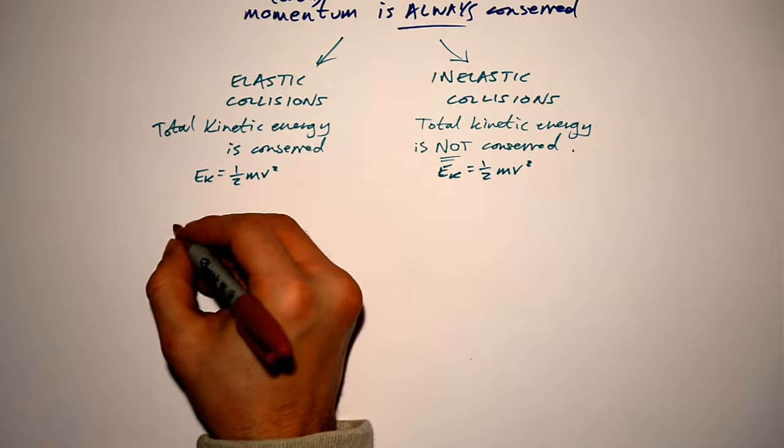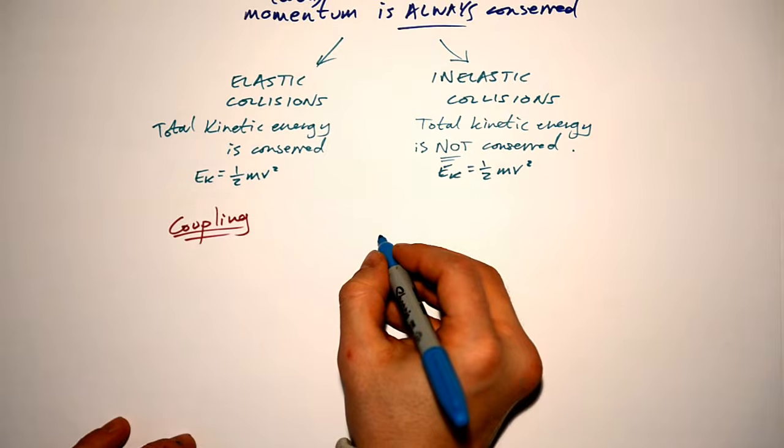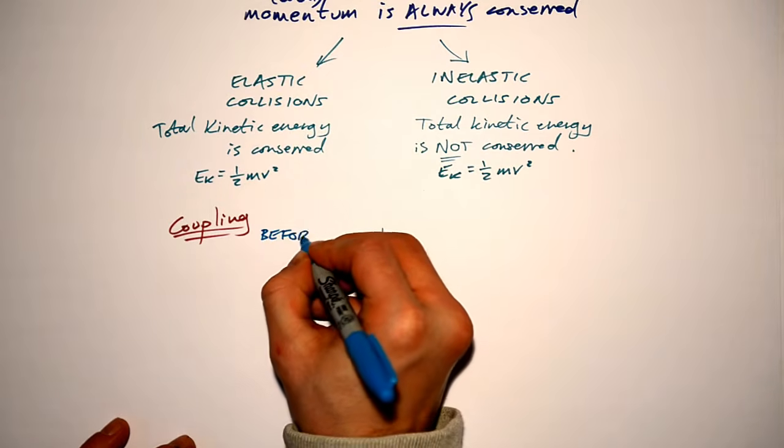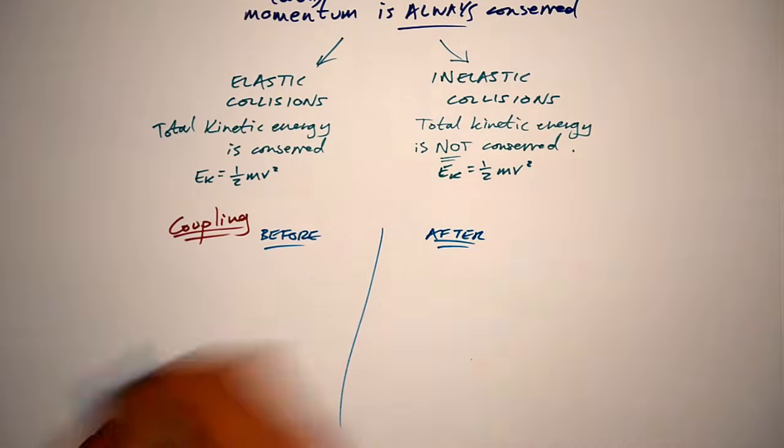Let's go with coupling. This could be two train cars coupling together. One has momentum before, the other one has momentum before, and then afterwards they have the same momentum added up. But seeing that we're talking about coupling and couples, let's go with a couple of figure skaters. Now what I do is split my page in half, before and after the collision.